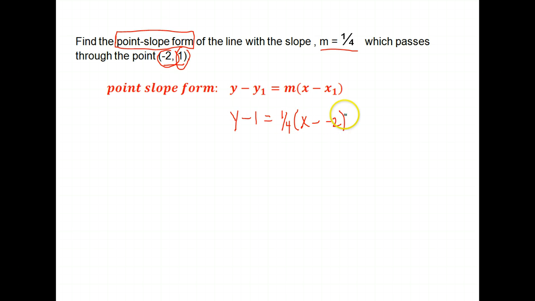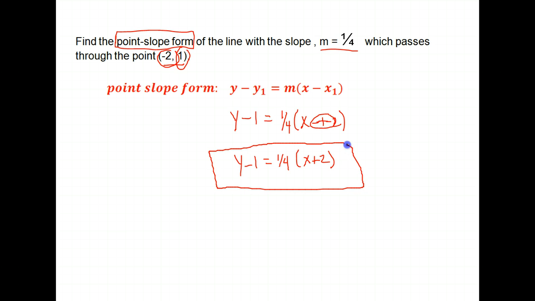And then we simplify anything we can, and really you want to leave it in this form. The only thing we can simplify here is that we have a minus a negative, and minus a negative becomes plus, just simplifying the math there. And we get y minus 1 equals 1/4 times x plus 2, and that would be our answer. Again, that's if they want it in point slope form.